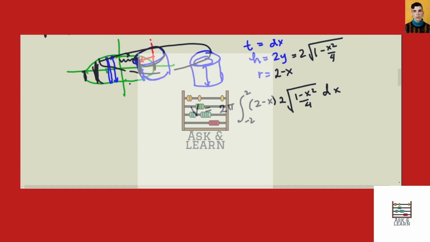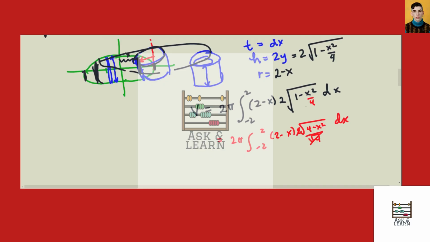Simplification you could do. Oh, I made a mistake right there. Remember that only the x squared is under the 4, not the 1. But you could do that. 2 pi, -2 to 2, 2 minus x. You could write that as 4 minus x squared over the square root of 4. So this 2 and that would cancel. All right, so now that's ready to go. So put that in your calculator and see what you get there.